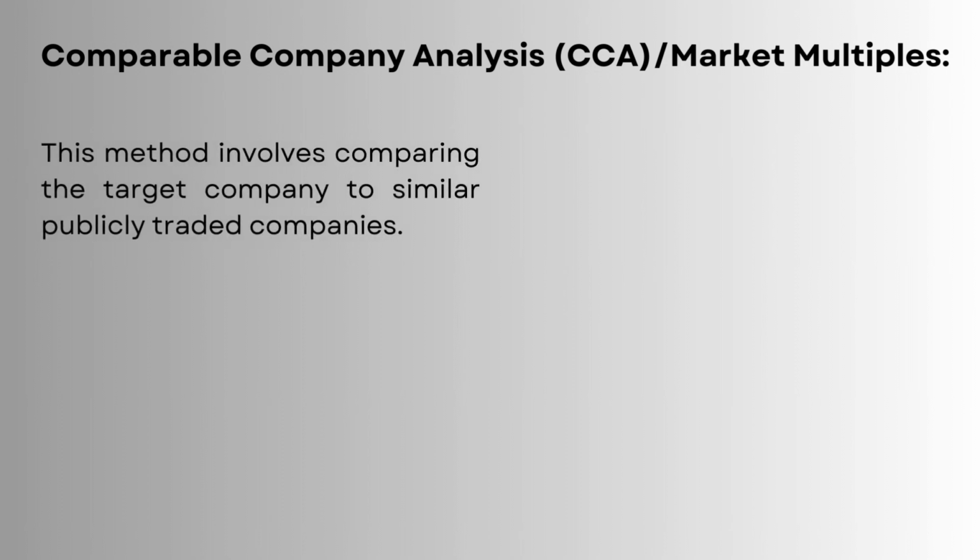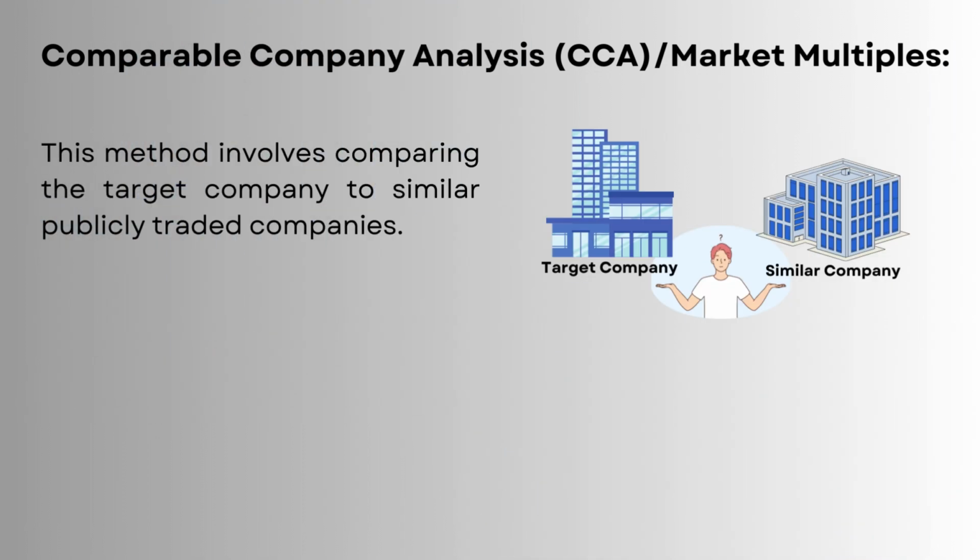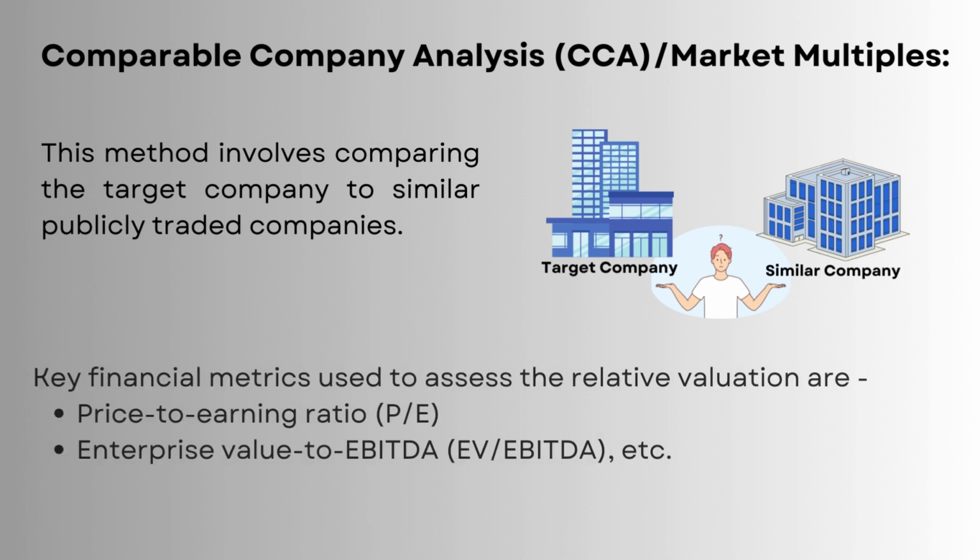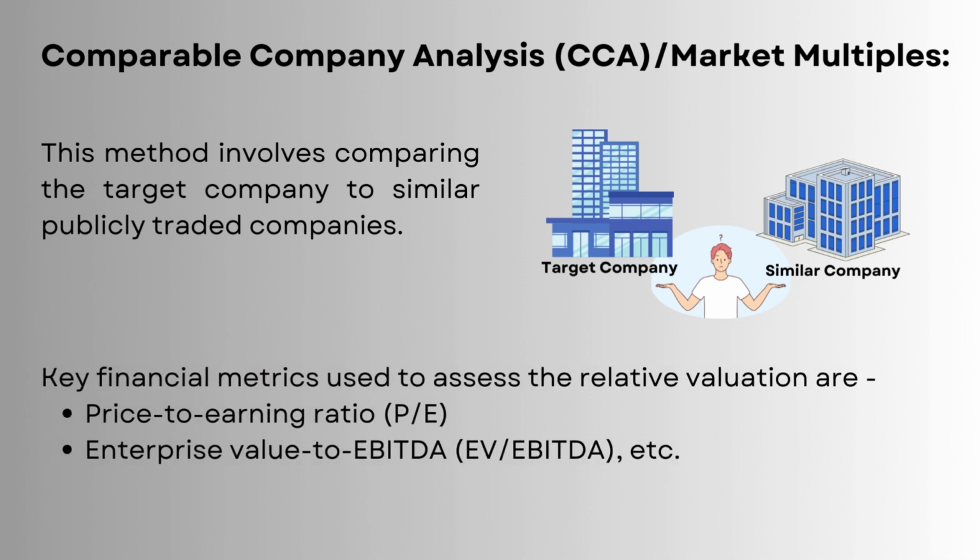The next one which we would discuss is comparable company analysis. This method involves comparing the target company to similar publicly traded companies. The key financial metrics like PE ratio, enterprise value to EBITDA, these metrics are compared for two different comparable companies. So if we have an IT company whose valuation needs to be done, we also look for another similar comparable company in the IT field so that the metrics can be compared.